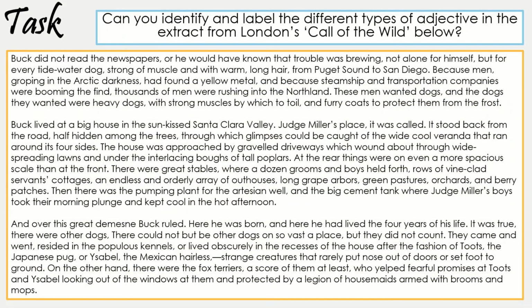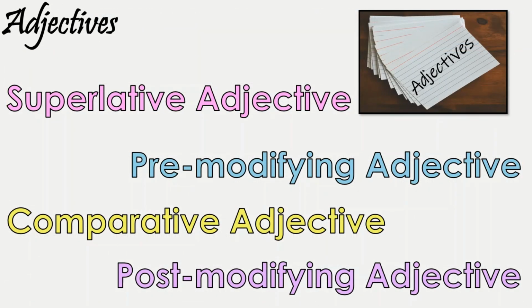If you want to challenge yourself, try and identify the different types of adjective in this extract from The Call of the Wild by Jack London. And that is adjectives in a nutshell. Try adding the different types of adjective, comparative, superlative, pre-modifying and post-modifying to your revision cards, and then add them into your next analysis to boost your marks.